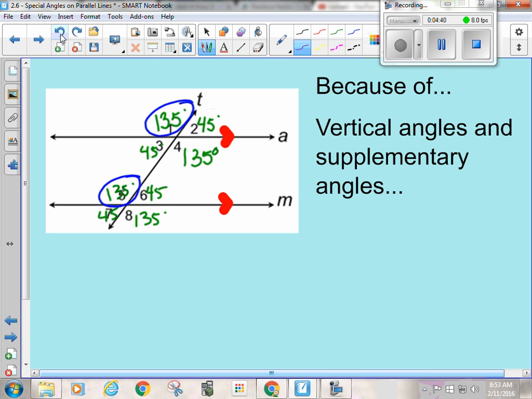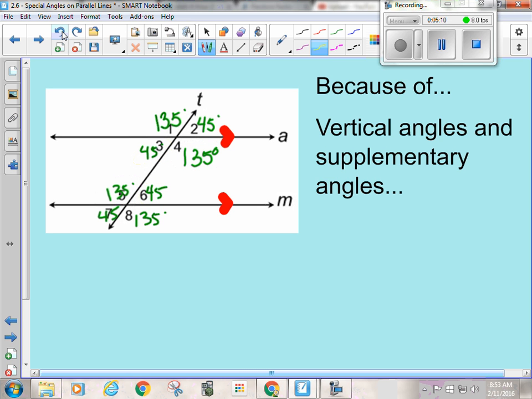All right, let me get rid of those. Now let's talk about the alternate interior angles that we talked about. So those would be like angle 4 and angle 5. Those are our alternate interior angles. We could also look at angle 3 and angle 6. Those are alternate interior angles. Well, what can we say about alternate interior angles? They're also congruent because of our vertical angles and our supplementary angles.